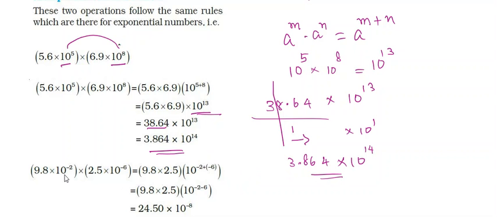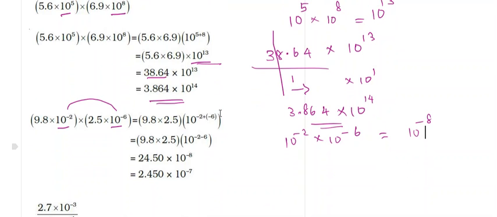You can try out this one also. Suppose 9.8 into 10 power minus 2 and here 10 power minus 6. The same strategy is adopted. 10 power minus 2 into 10 power minus 6 gives 10 power minus 8. And after multiplying the decimals, you will get 24.5.